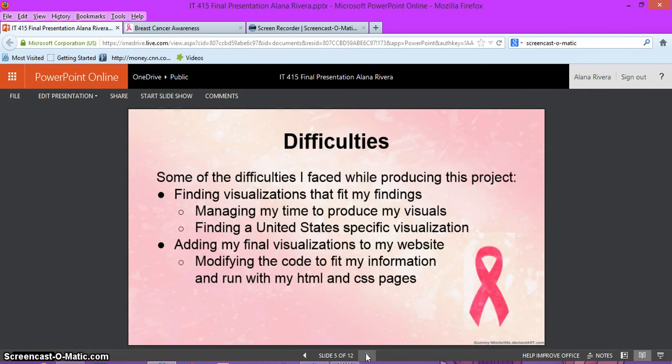Some of the difficulties that I mentioned in the slide before was finding visualizations that fit my findings. I spent a lot of time creating visuals that I wound up not using at the end because either I created them and they didn't suit the information I created them for, or I also had problems as far as modifying the code and getting it to work with my HTML website that I created for this project.